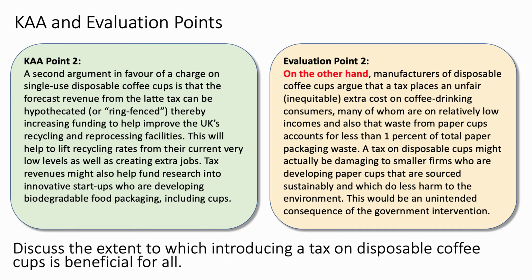A tax on disposable cups might actually be damaging to lots of smaller firms who perhaps are developing paper cups that are sourced sustainably and which do less harm to the environment. Small coffee shops might also find it hard and might suffer, and that could be classified as an unintended consequence of the intervention. Of course, some big coffee shops such as Starbucks and Costa have already brought in their own in-store recycling systems and targets. Perhaps that needs to go further.